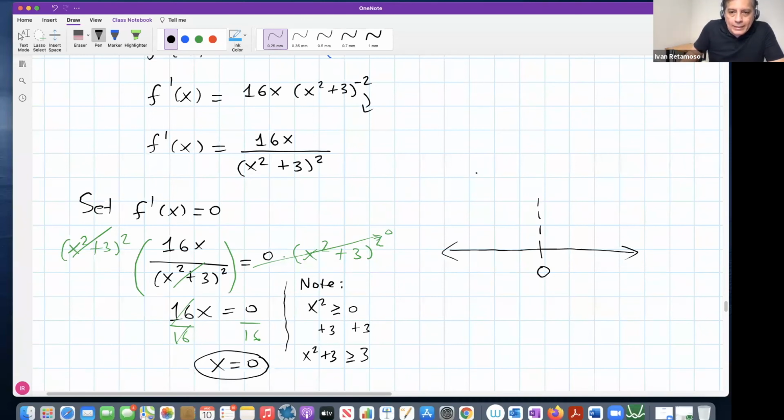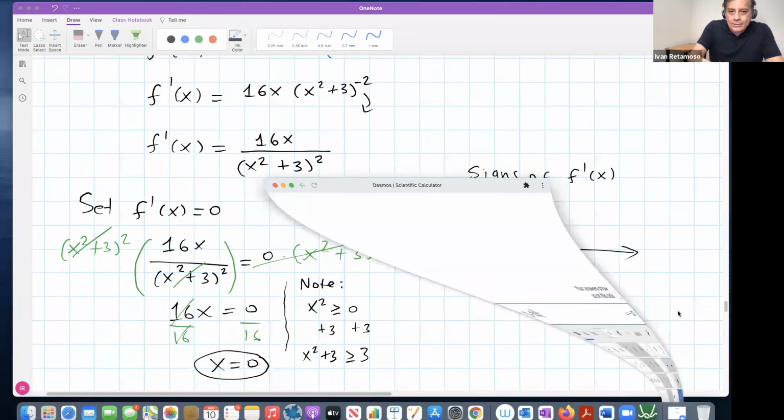Next, we have to figure out the signs of our derivative over these 2 sub-intervals, right? Let's start here. Test point for the right side. Out of convenience, I can choose the test point to be 1. Evaluate your derivative at your test point 1 and see if this is positive or negative. The derivative is this, right? This evaluated at 1, of course, is positive. But let's calculate it, right?